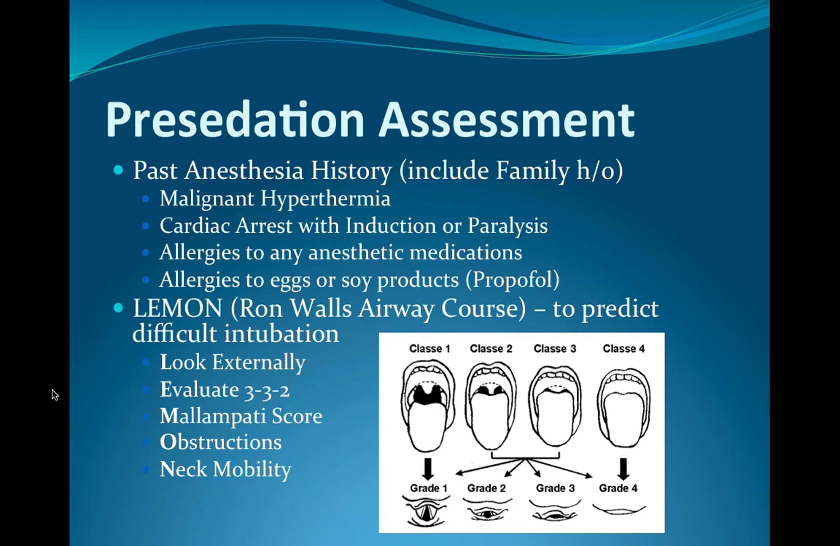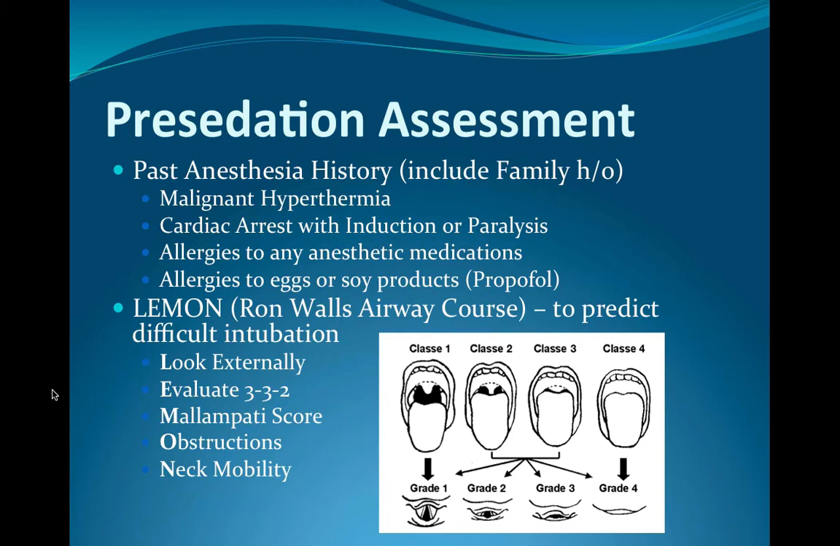This is the way to look into the mouth. You really want to be somewhere in these two, class one, class two. Look externally, manipulate, Mallampati score, obstructions, neck mobility. In the adults, you use the two fingers. In the children, you really want to see more of the mouth because they tend to have the bigger tongue, so you want to be somewhere in there at least.